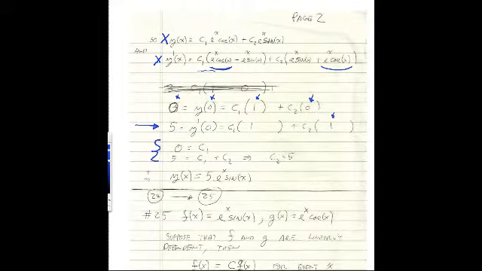Well, if C1 is 0, then using that fact, we can see that C2 has to be 5. So the particular solution of this differential equation is right here.